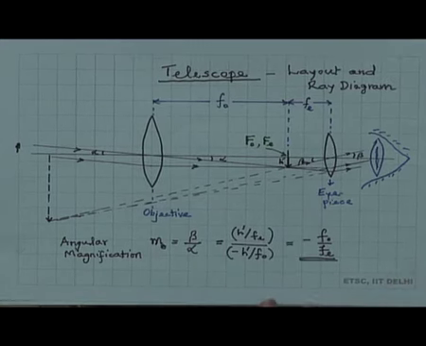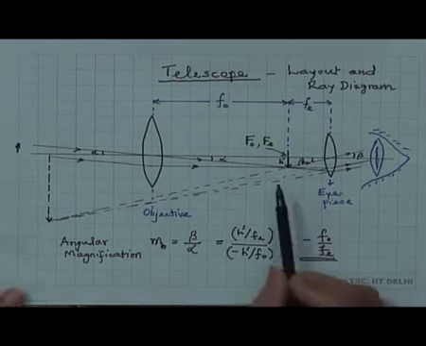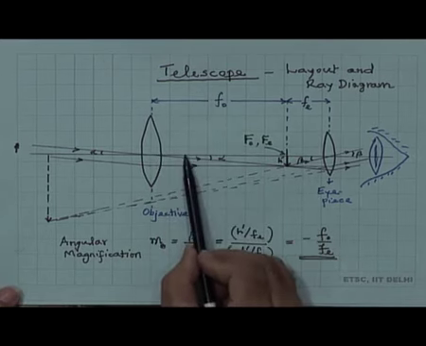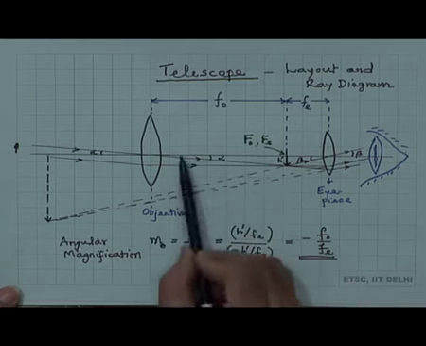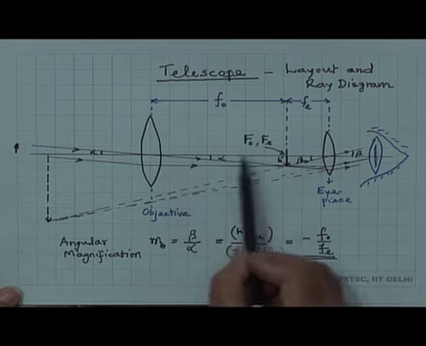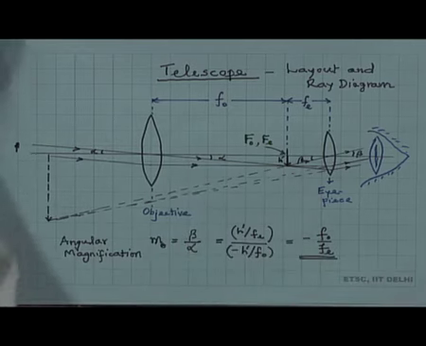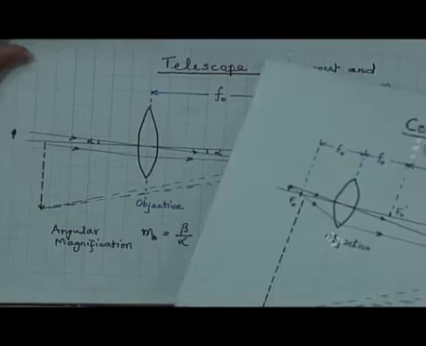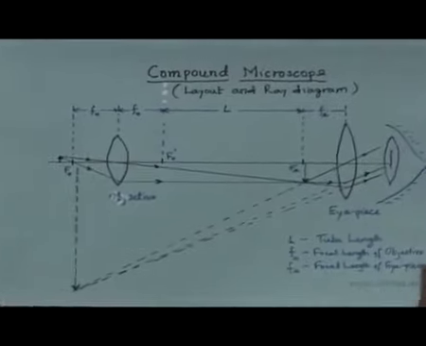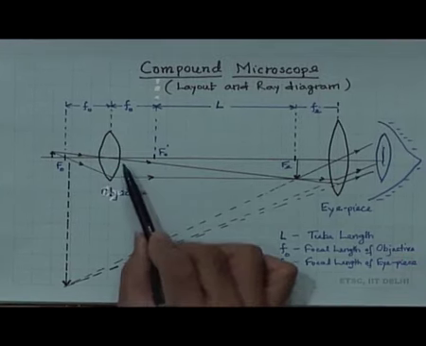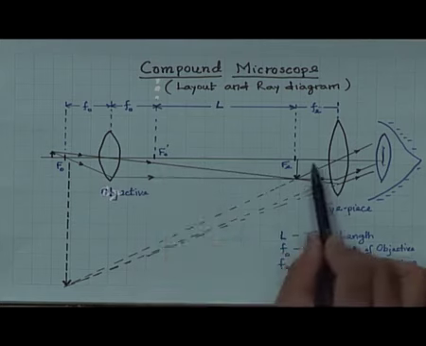Compare the telescope and the microscope. In the case of the microscope, we had a f e which was small, f o, the object focal length was small, and f e was here, and the separation between f o and f e. So, let me keep the diagram just to recall. Here is the ray diagram of the compound microscope. So, this is f o and this is f e.